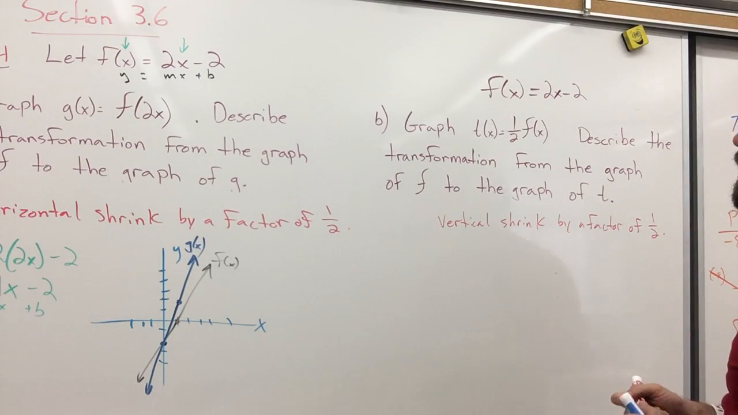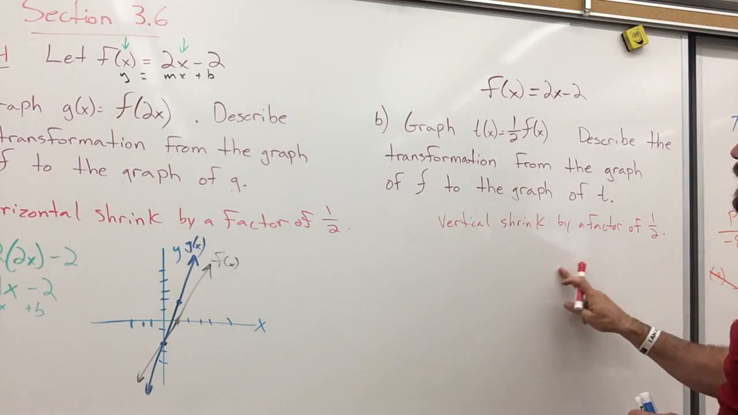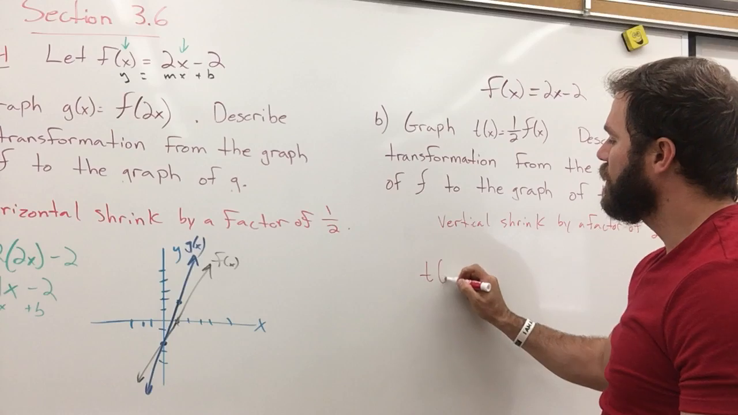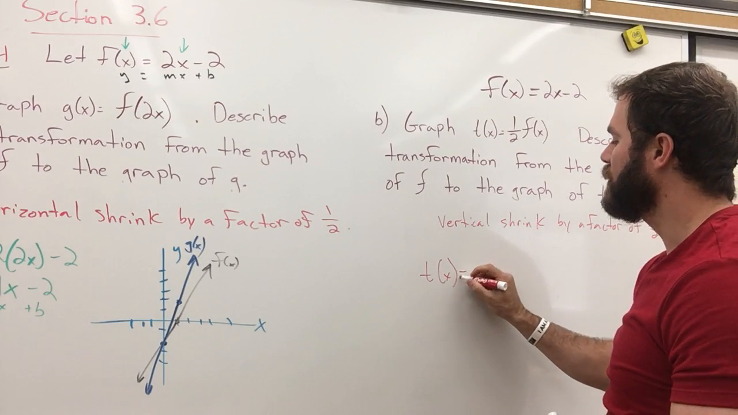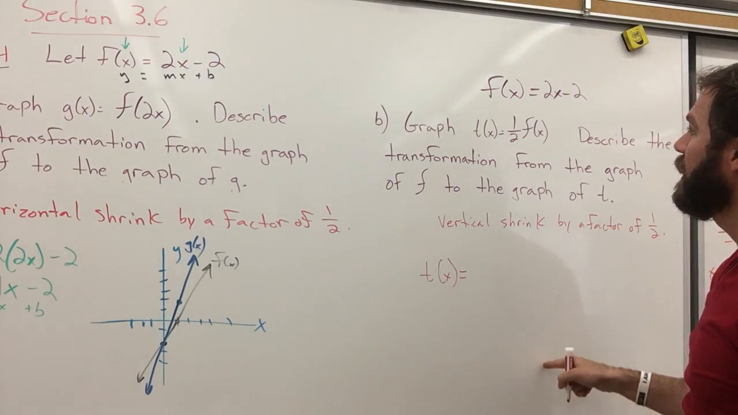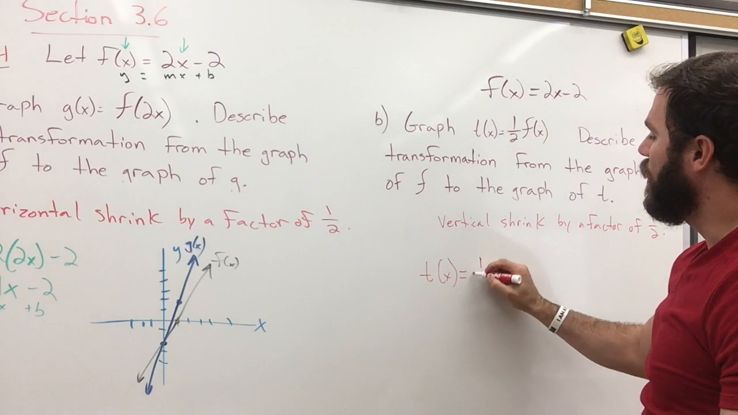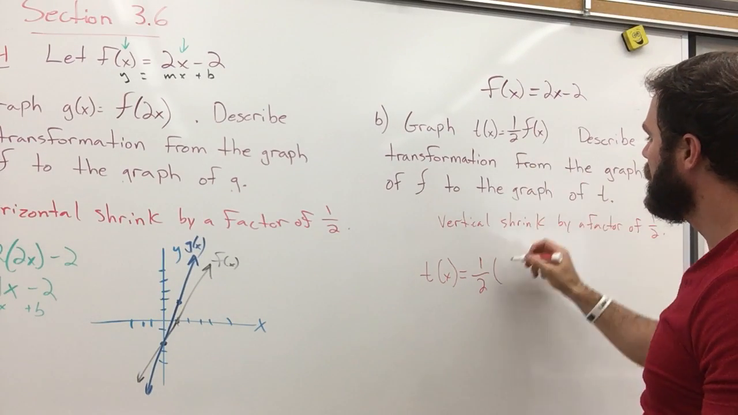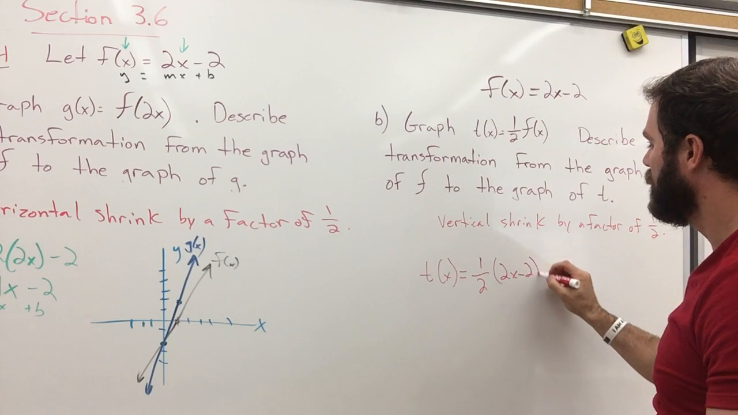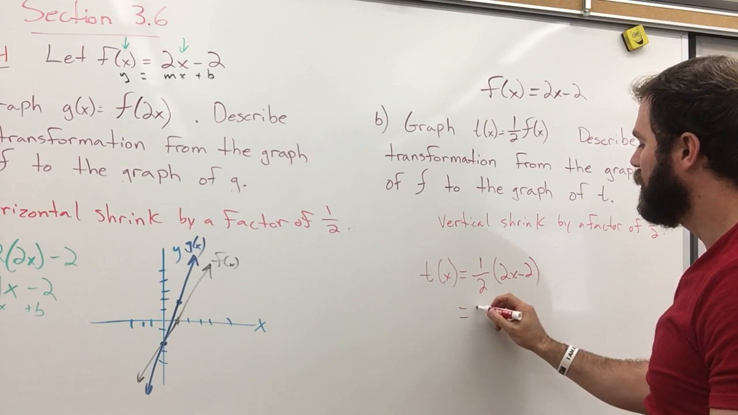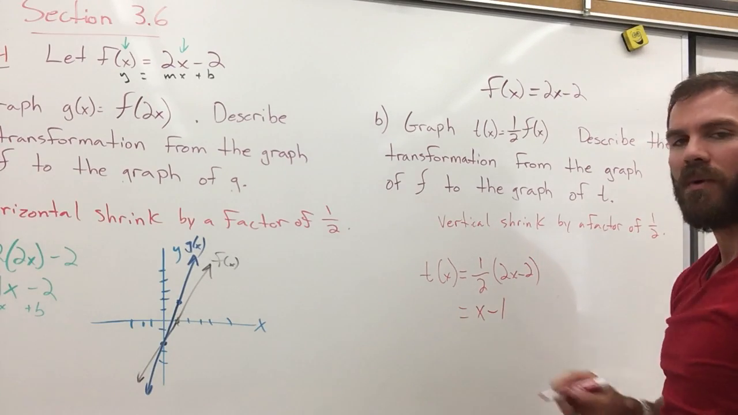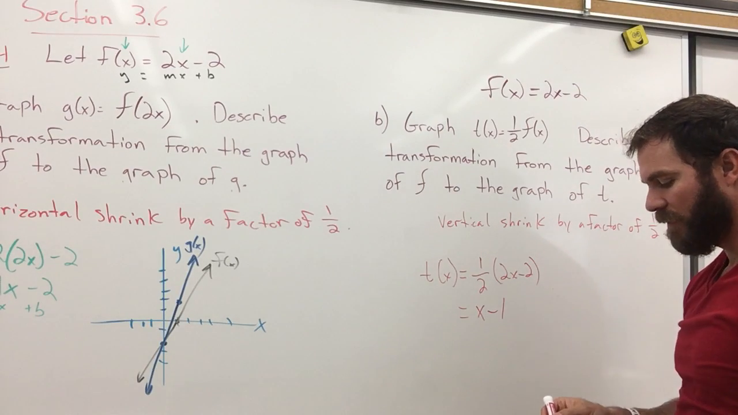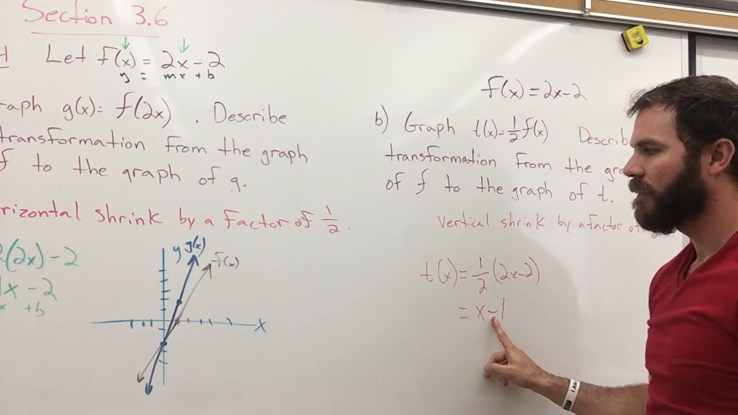And I'm not going to show the graph all right here, but I will show you how to find your equation, your function, so you know how to graph it. You're doing 1/2 of f of x. And what is f of x? f of x is 2x minus 2. So you get x minus 1, y equals mx plus b. So you should be able to find your y-intercept.